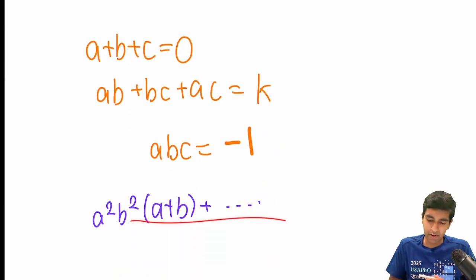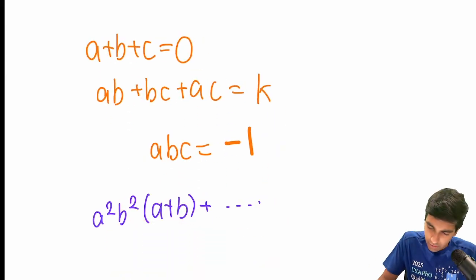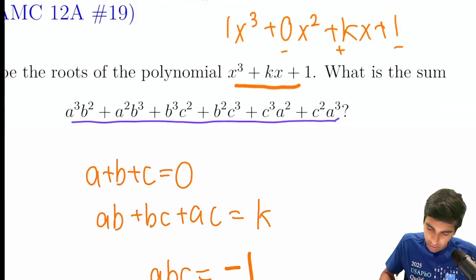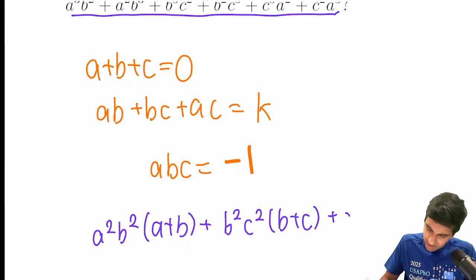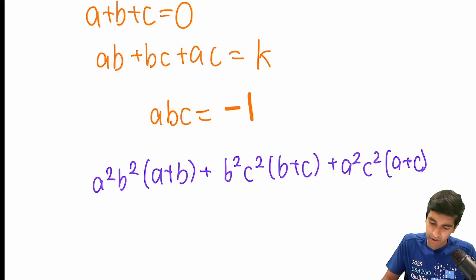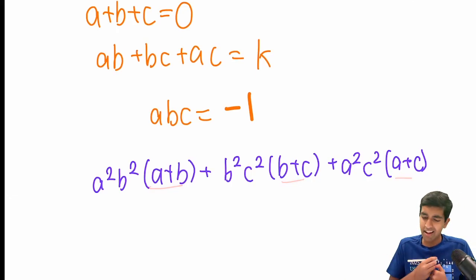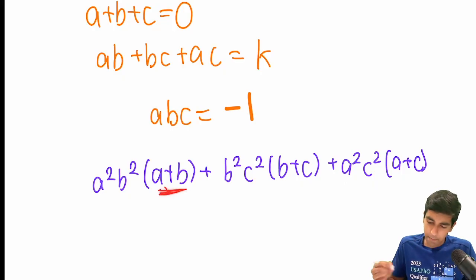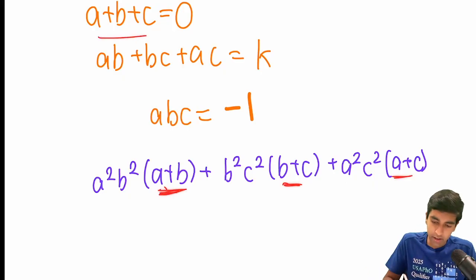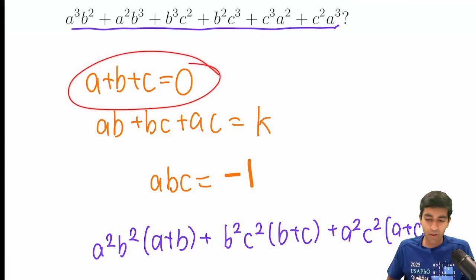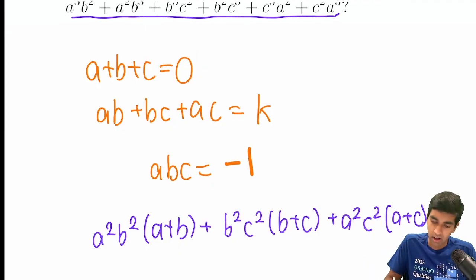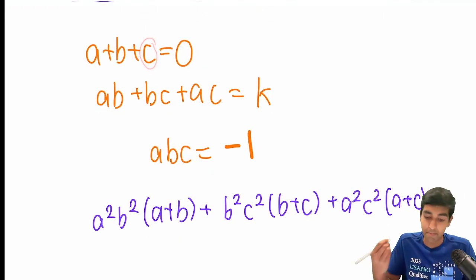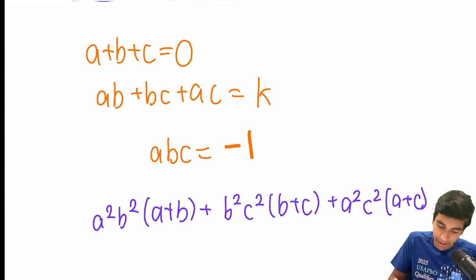We have this kind of expression here. So a squared b squared times a plus b, b squared c squared times b plus c, and then a squared c squared times a plus c. That is interesting, right? We have a plus b, b plus c, a plus c. They're so much like our sum here, but notice this is a really nice condition. The sum is not k, it's not negative 3, it's 0. And that means we can substitute a plus b as negative c. And that's kind of the key trick here.